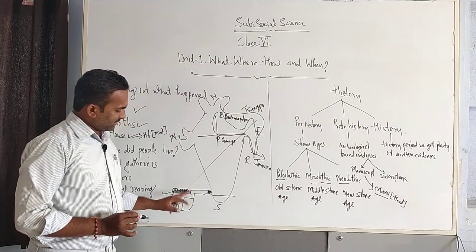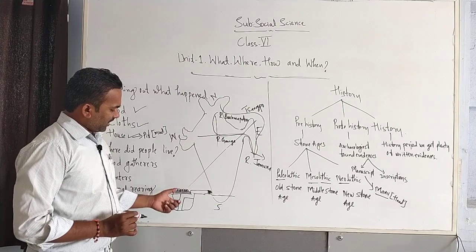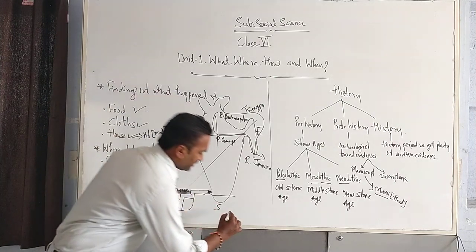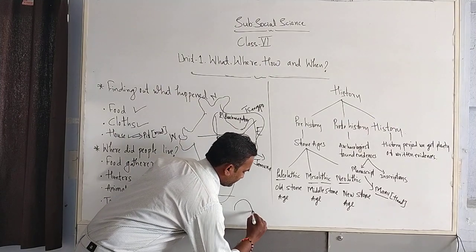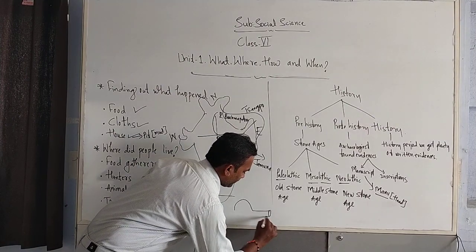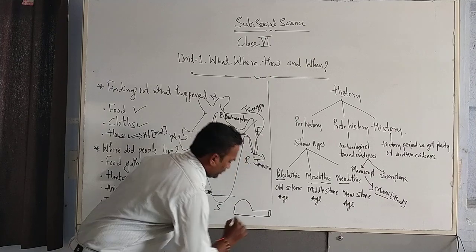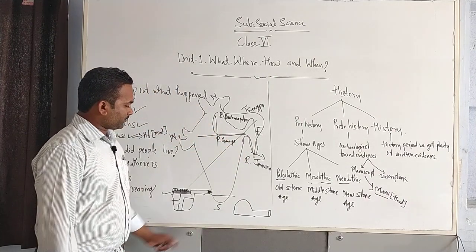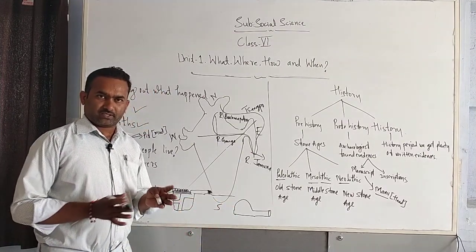Okay, so this is what we can see here. See, you can just observe this pit house. It is looking like an igloo only. How will the igloo be there? So it is like an igloo. Okay, so an igloo is different and a pit house is different.